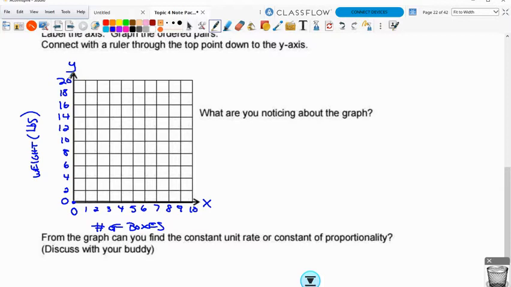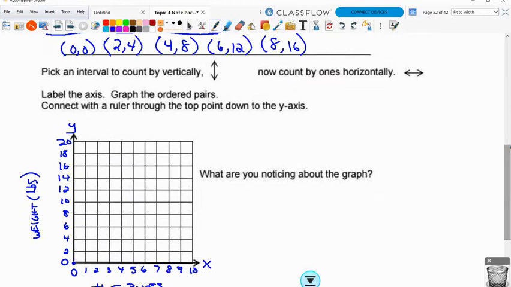Now we are ready to graph our 5 points, and let's remind ourselves of what those were. Our first was 0, 0, which was the origin, so put a little dot there. There's our first point. The next is 2, 4.